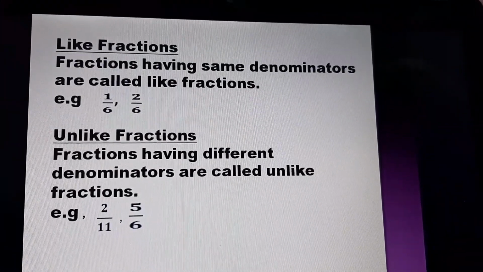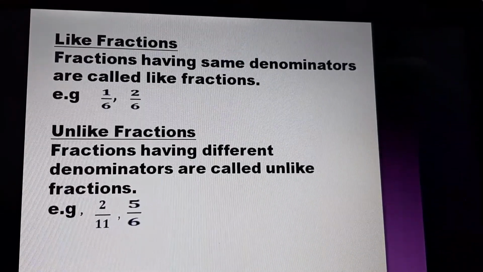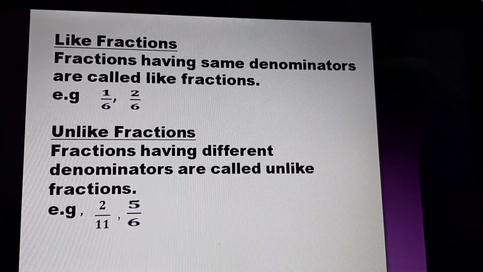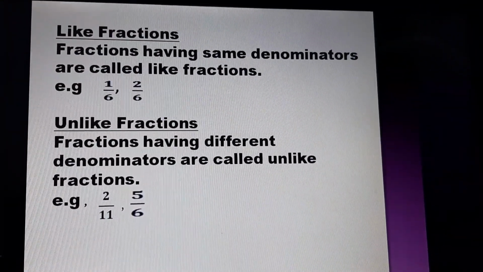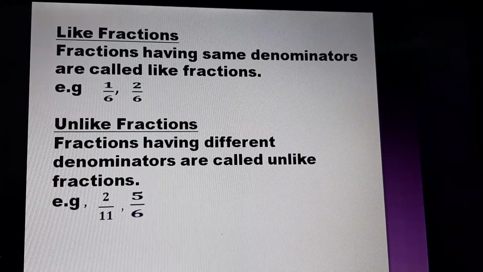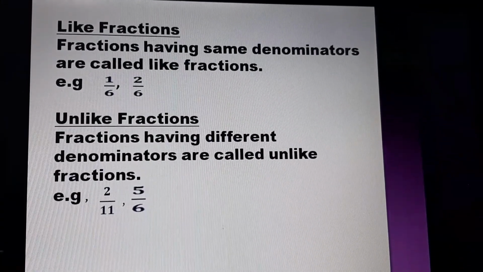Unlike fractions, the fractions having different denominators are called unlike fractions, like 2 by 11 and 5 by 6. Here denominators 11 and 6 both are different, so these fractions are called unlike fractions.